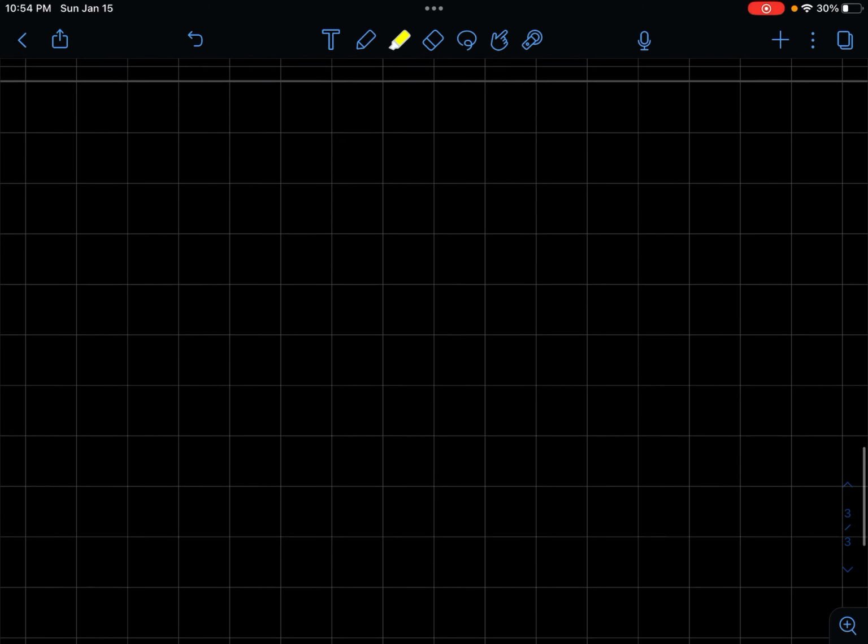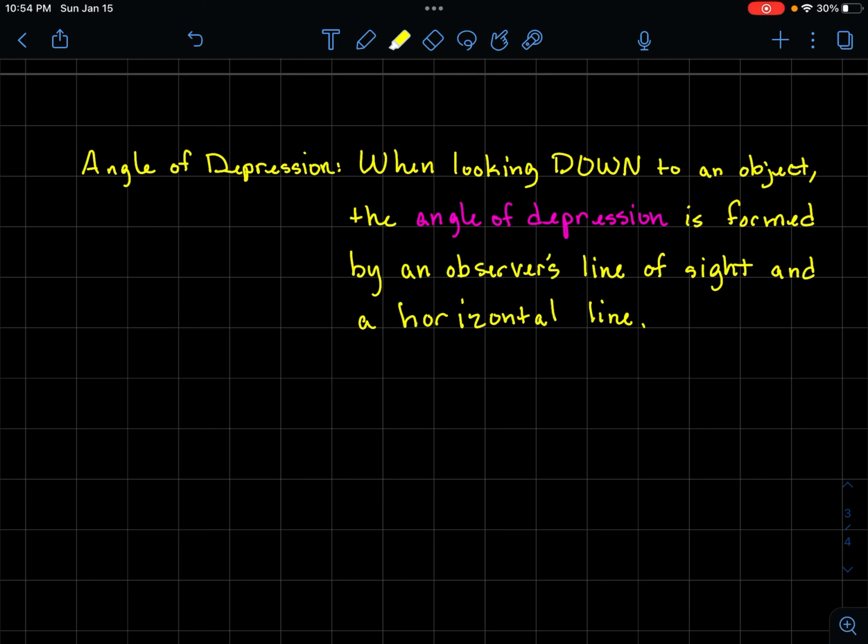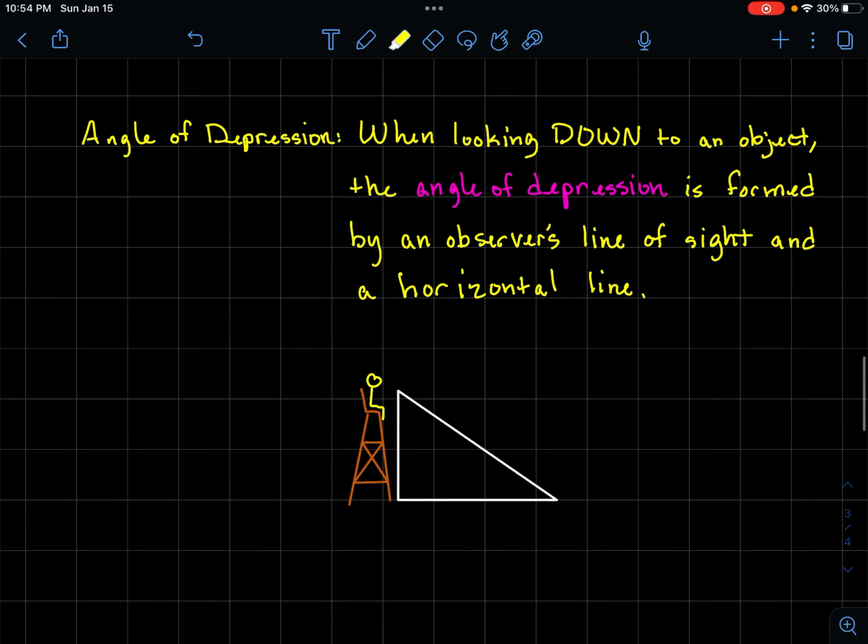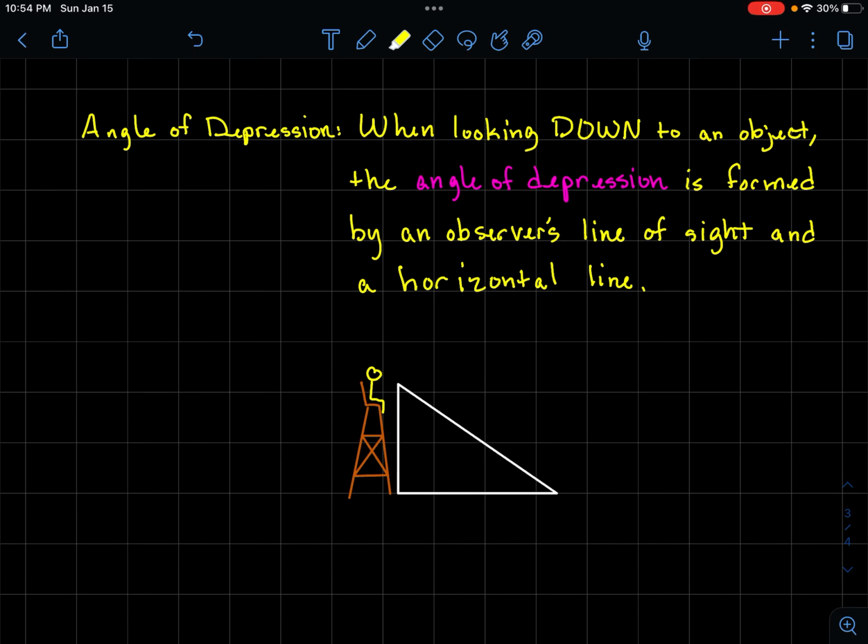All right, moving on to the next type of angle we have. We have the angle of depression. What an angle of depression is: when you look down to an object, then the angle of depression is formed by the observer's line of sight and a horizontal line. So an illustration of this is we got a guy sitting on a lifeguard chair. He's looking down at an angle. Our angle of depression, we extend an imaginary horizontal line.